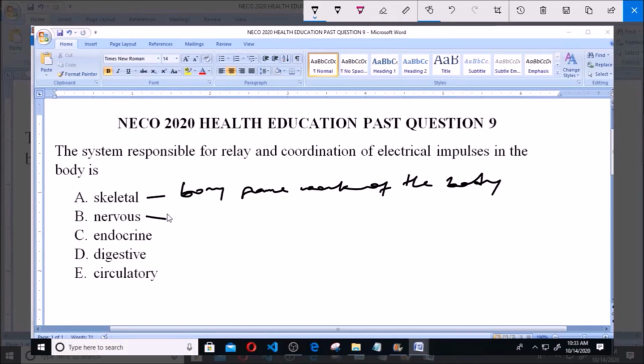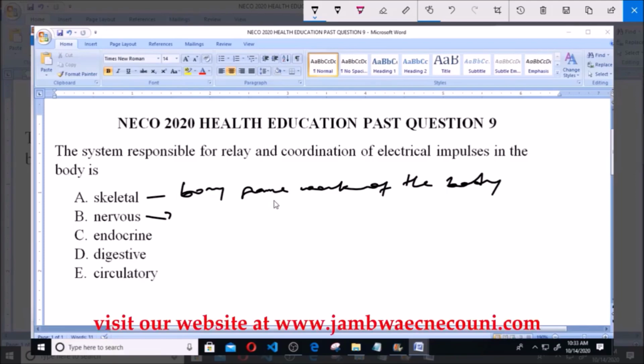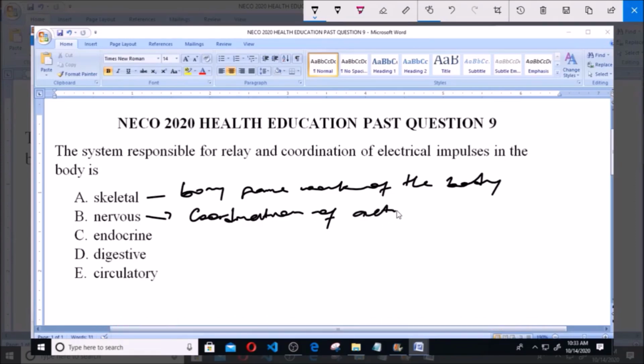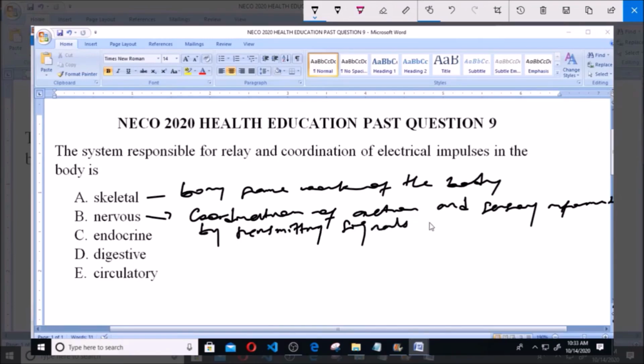Now, B says the nervous system. The nervous system coordinates actions and sensory information by transmitting signals to and fro from different parts of the body. The nervous system is responsible for the coordination of all actions that occur in the body, and also sensory information, by transmitting signals to and from different parts of the body.